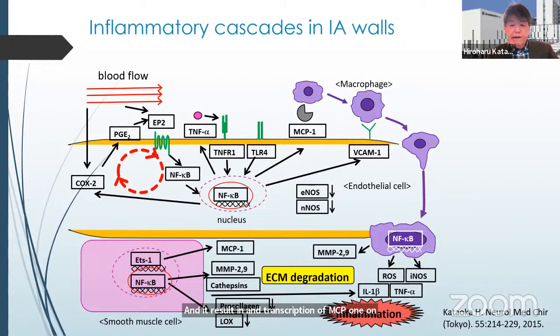These promote the recruitment of monocytes in blood, and monocytes change into macrophages and infiltrate the vascular walls. Also in macrophages, NF-κB is activated and promotes the production of MMP2 and 9. These proteins degrade the extracellular matrix in vascular walls, and macrophages also produce reactive oxygen species and induce nitric oxide synthase and some inflammatory cytokines, causing inflammation in vascular walls.